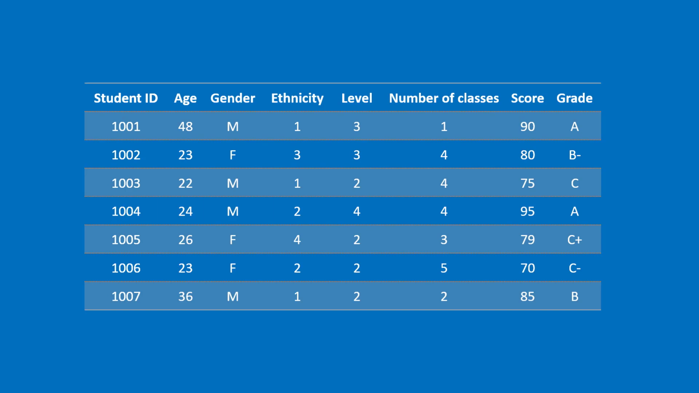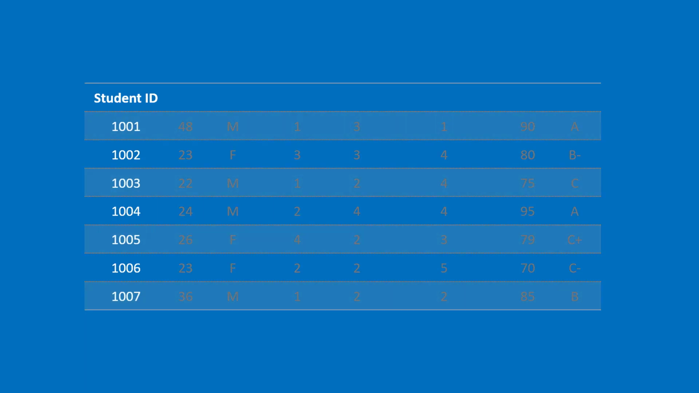Here it is, and remember what our question is. What's the level of measurement for each variable, and is it discrete or continuous? Let's start with student ID. Is it nominal, ordinal, or interval ratio? Well, we do see numbers here.